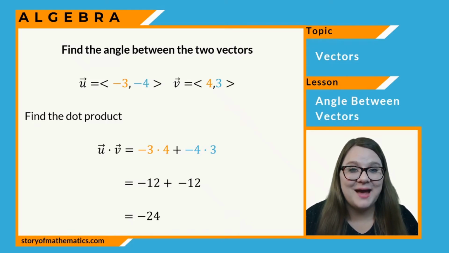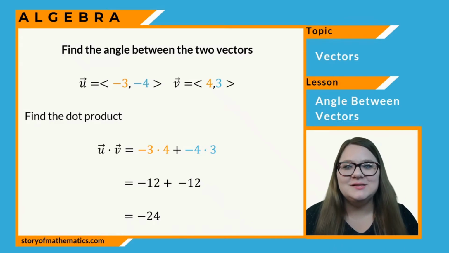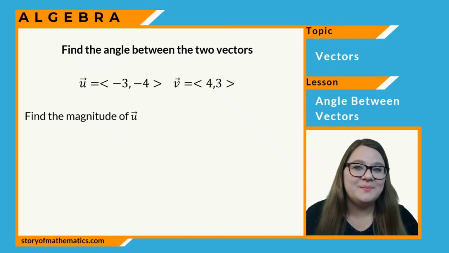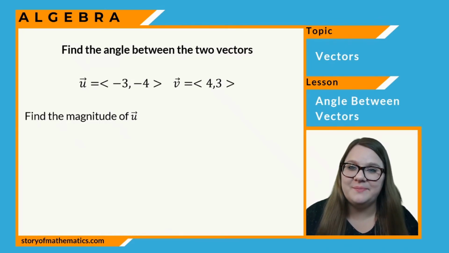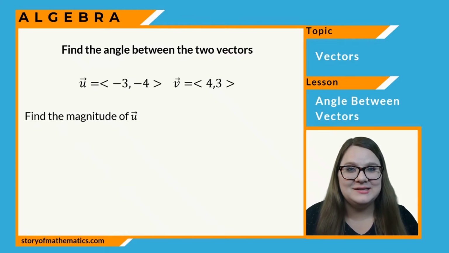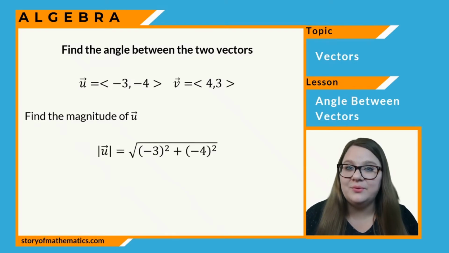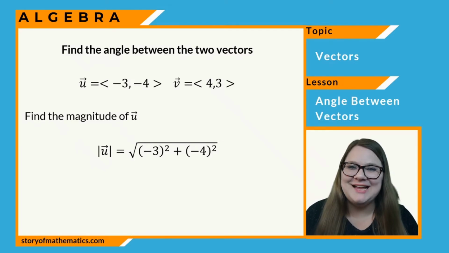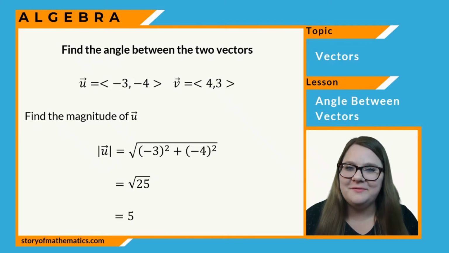Now we need to find the magnitude of each vector. So let's find the magnitude of u. The magnitude of u is the square root of x squared plus y squared, where x is the first component and y is the second component. So in this case, the magnitude of u is going to be the square root of -3 squared plus -4 squared. -3 squared is 9, -4 squared is 16. When I add them together, I get 25. And the square root of 25 is 5. So that's the magnitude of u.